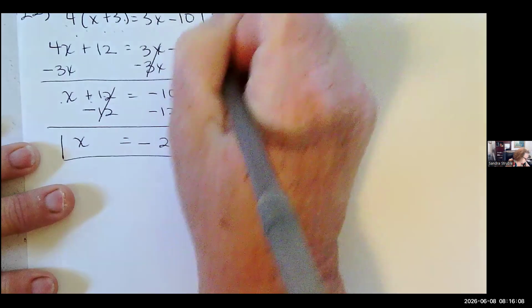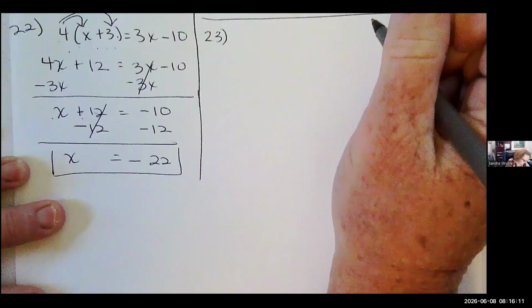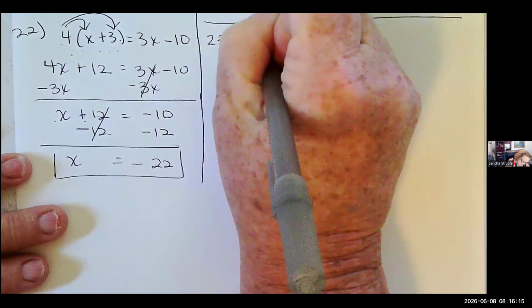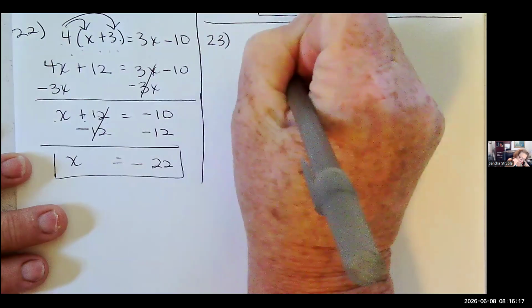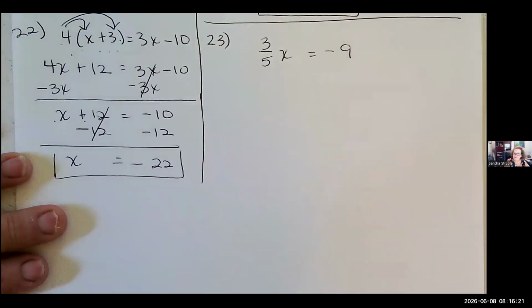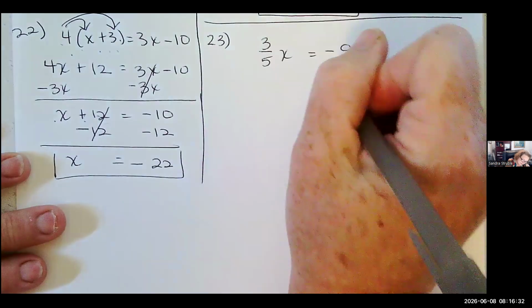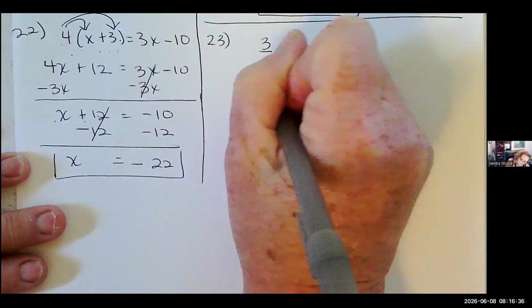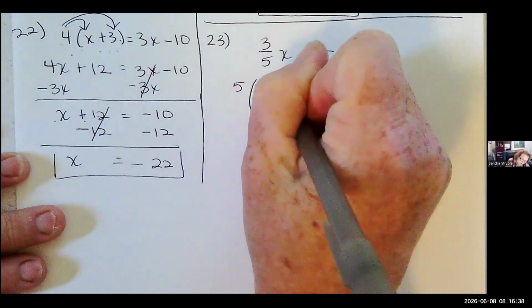23. 3/5 x is equal to negative 9. Now, there's a couple different ways to do this. You could multiply both sides of the equal sign by 5/3. Or if you don't see it that way, if you see this as more of a 3x over 5 equals negative 9, you could multiply. And this is what I would advise if you're just learning how to do this.